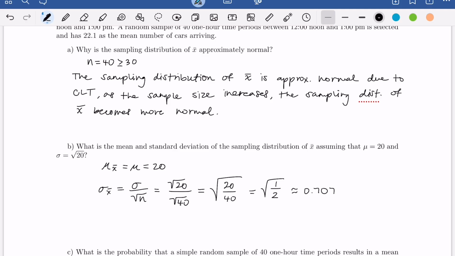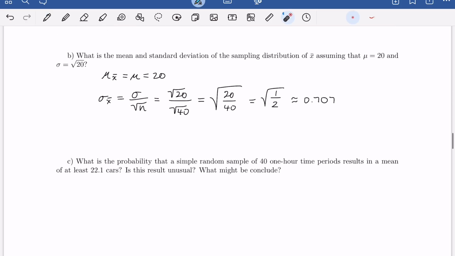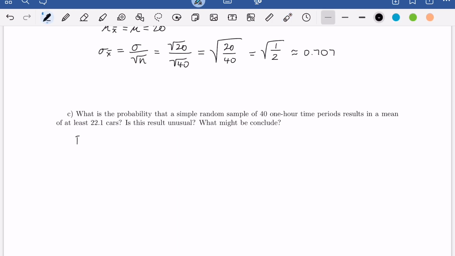All right. And then for part C, what is the probability that a simple random sample of 40 1-hour time periods results in a mean of at least 22.1 cars? And then is this result normal or unusual? What might we conclude? So let's set this up here. We want to find the probability that our sample mean is going to be greater than or equal to 22.1.